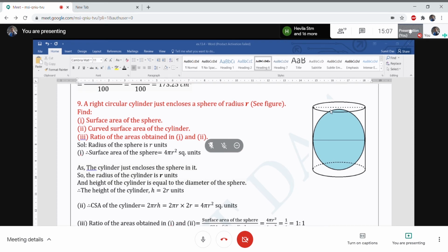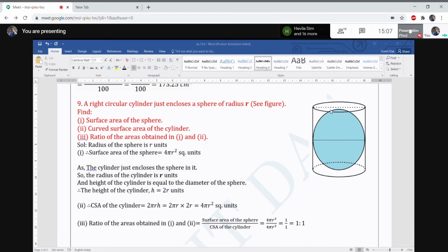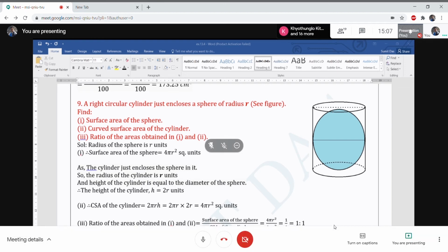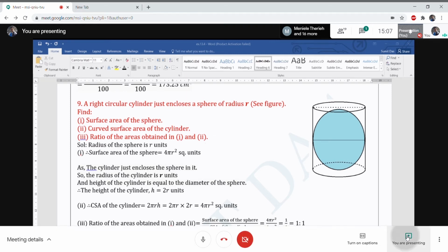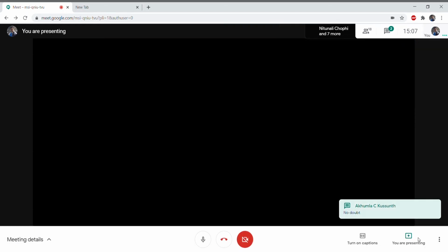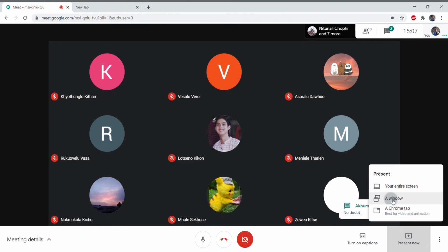Now we'll do all the MCQ problems of this part. If anyone has any doubt regarding this 13.4, you can ask. I'm starting now. MCQs. If anyone has any doubt, you can ask me. Okay, then I'm starting the MCQs. Okay, fine.